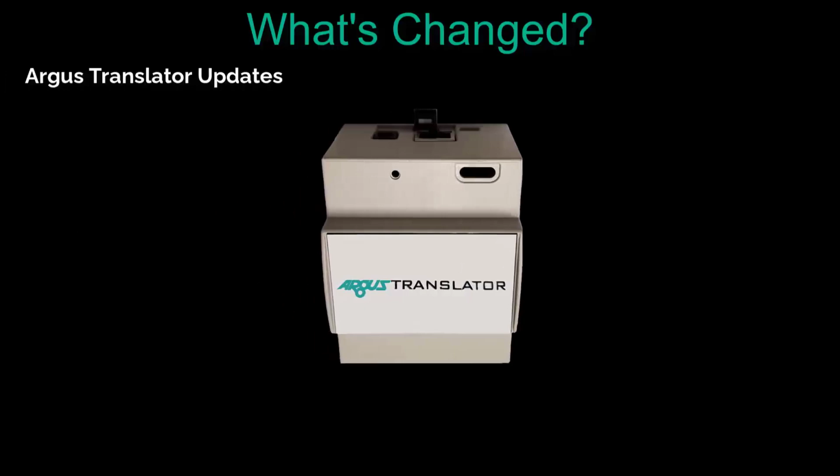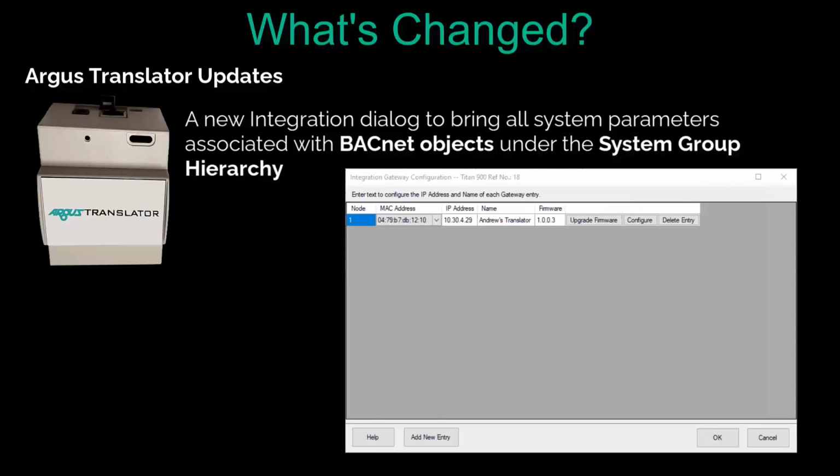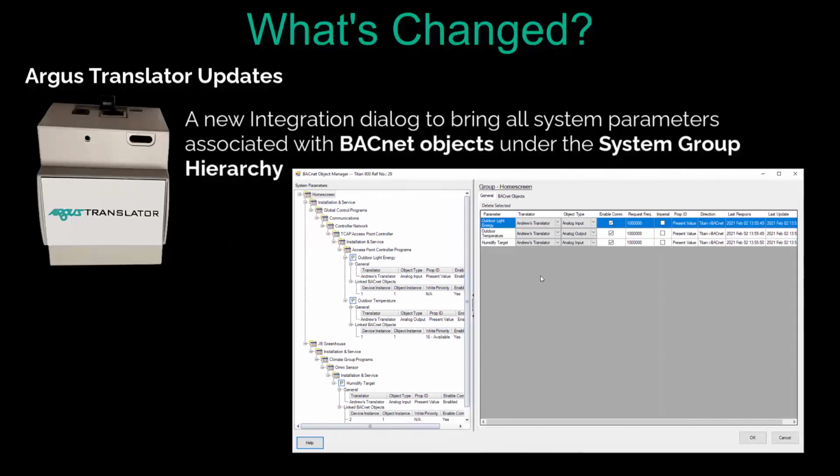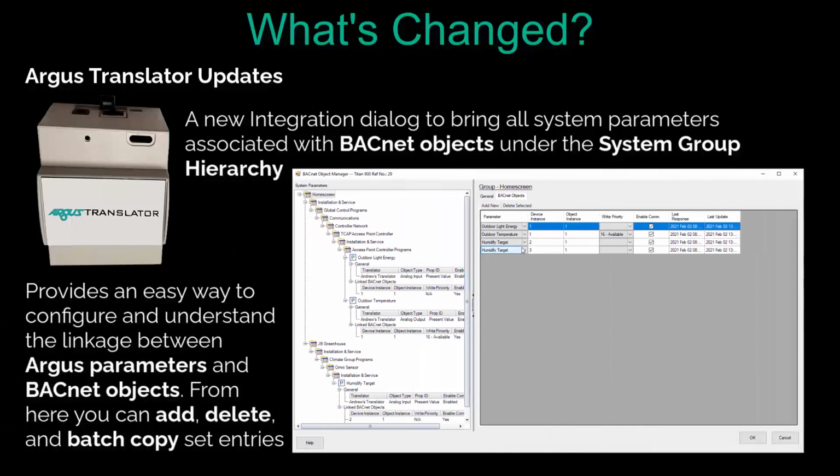What's changed? Argus Translator updates. The Argus Translator has been updated in several important ways, including a new integration dialog to bring all system parameters associated with BACnet objects under the system group hierarchy. This provides an easy way to configure and understand the linkage between Argus parameters and BACnet objects. From here you can add, delete, and batch copy set entries. For more information, see the latest version of the Titan software online help.